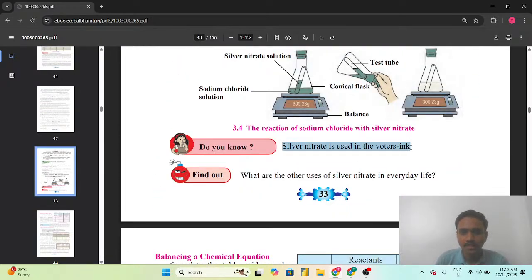Do you know silver nitrate is used in voter ink? Silver nitrate is used in voter ink. This is the best example of where silver nitrate is useful. As we can see, the voter ink is applied on our nail after giving the vote. So that is not anything else, that is silver nitrate only.